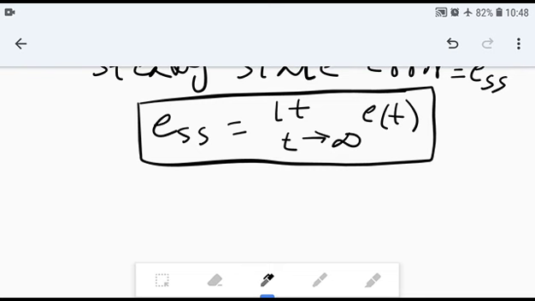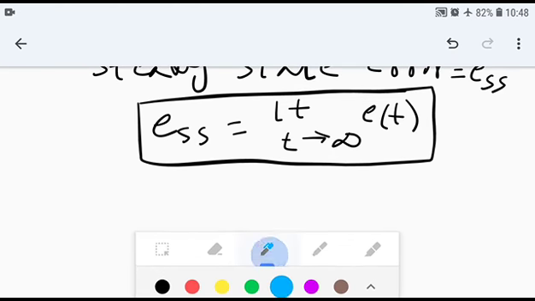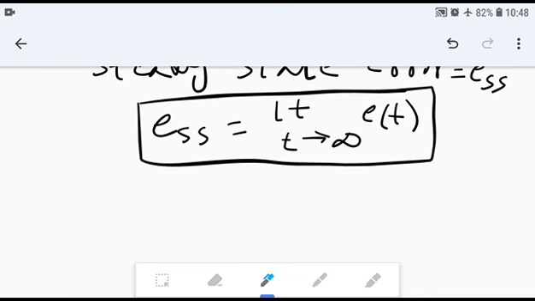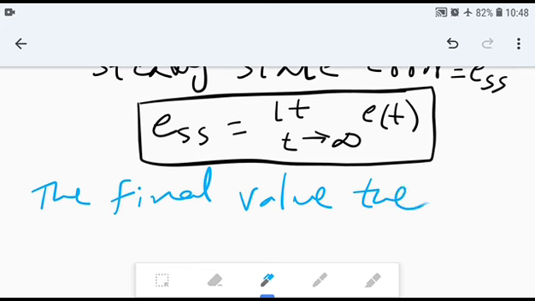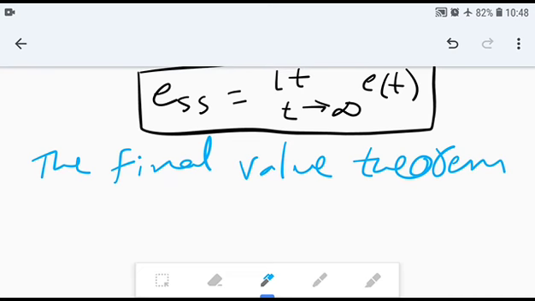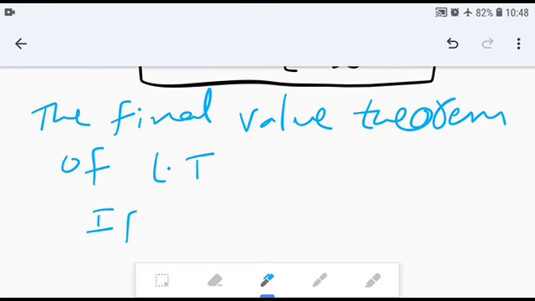Now here we are going to use the final value theorem of the Laplace transform, so that this is simplified further. I'll write the final value theorem of the Laplace transform because you have studied it long back. I don't think you remember it or not. So first I will write the final value theorem of Laplace transform.